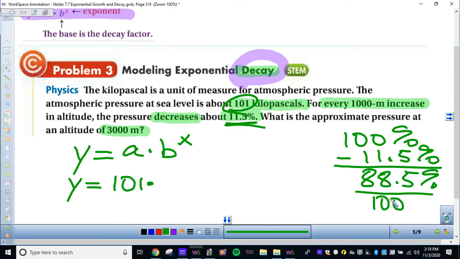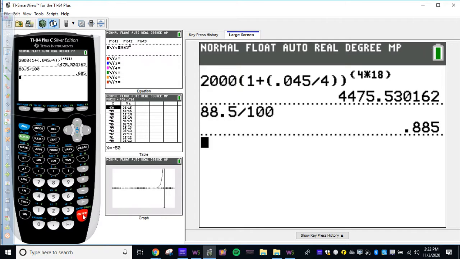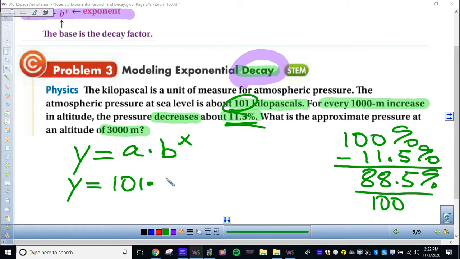So we're going to divide that by 100. And we're going to get 0.885. I always like to check in the calculator, as I said a million times. So 88.5 divided by 100 is indeed 0.885. That's what goes right here. I always like to put in the zero first, just because sometimes you'll miss a decimal point otherwise.